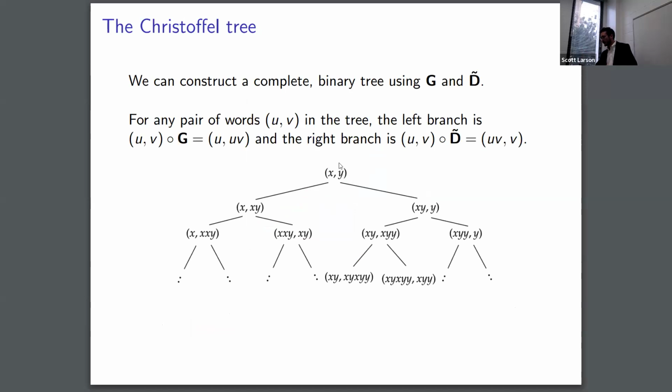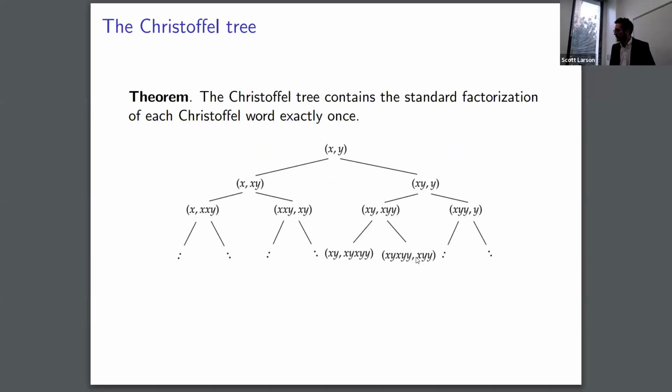So this morphism would take the Christoffel word like XY to XY. This one would take it... This is G, this is D twiddle. And then basically, as you move down, you just compose G's and D twiddles. And a nice fact about the Christoffel tree is that it contains the standard factorization of each Christoffel word exactly once, which is quite nice because it means we can uniquely identify each Christoffel word as a series of compositions of G's and D twiddles.